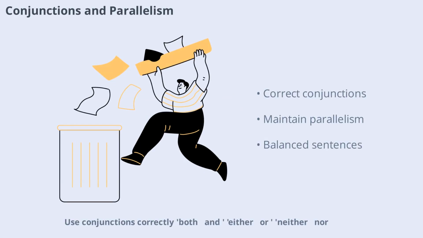Use conjunctions correctly: both-and, either-or, neither-nor. Maintain parallel structure such as he lost not only his ticket but also his luggage. This keeps your sentences balanced and easy to read.